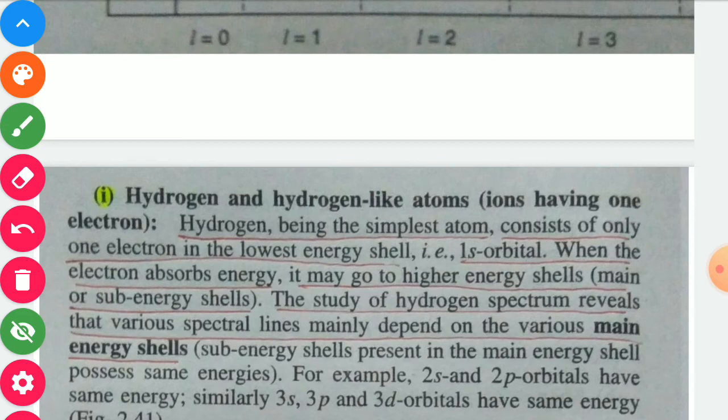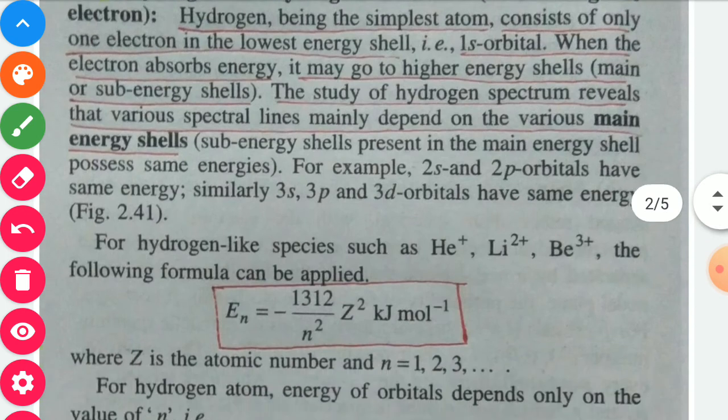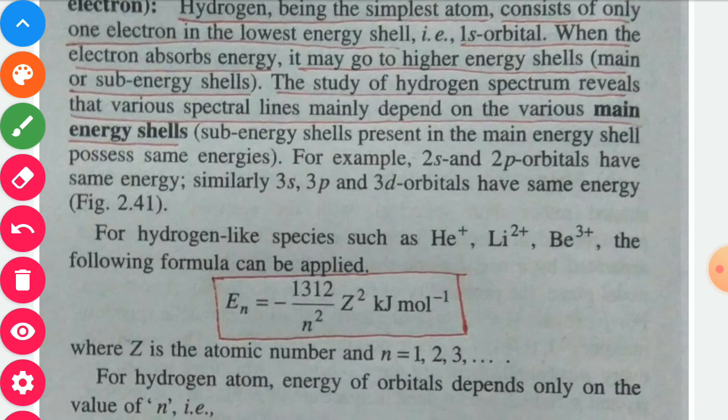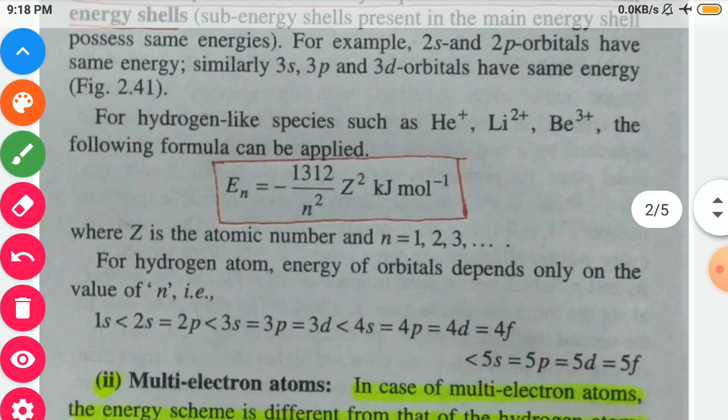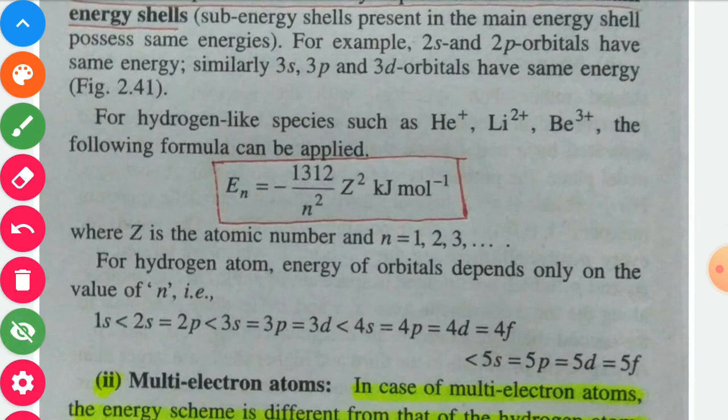But this is in the case of chemical species containing a single electron only. For hydrogen-like species such as helium ion, which has a plus 1 charge, the atomic number of helium is 2, plus 1 charge means 1 electron is eliminated, therefore 1 electron remains, so it also contains 1 electron. Lithium, atomic number 3, 2 plus charge means 2 electrons eliminated, therefore 1 electron remains. In the case of beryllium, you know that the atomic number is 4, 3 plus means 3 electrons are eliminated, therefore 1 electron remains. So these chemical species contain a single electron only.